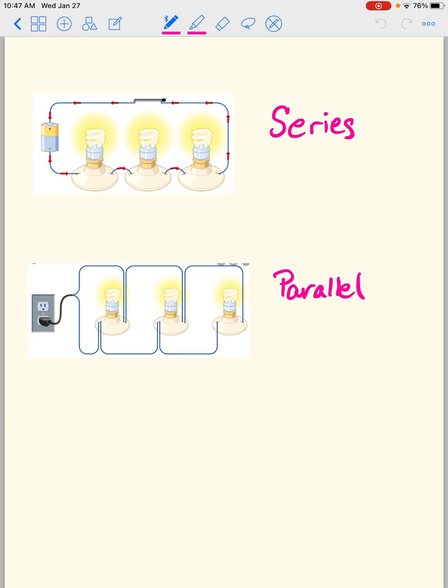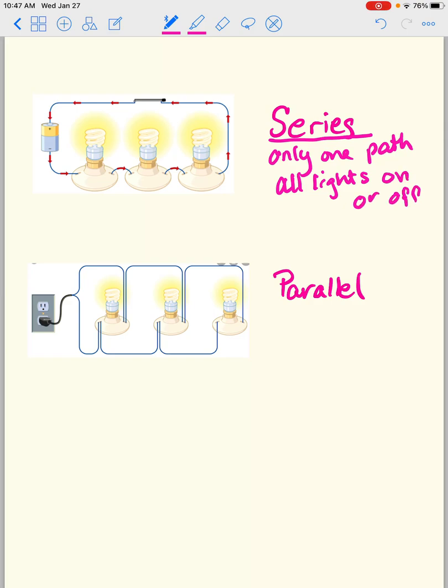And then the last thing that we talked about with circuits was the difference between series and parallel. So in a series circuit, there's only one path for the electrons, and all lights are either on or off. There's no way to control turning one of them off and leaving the other ones on in this kind of circuit. So if this bulb goes out, then all the other ones are going to go out in a series circuit.